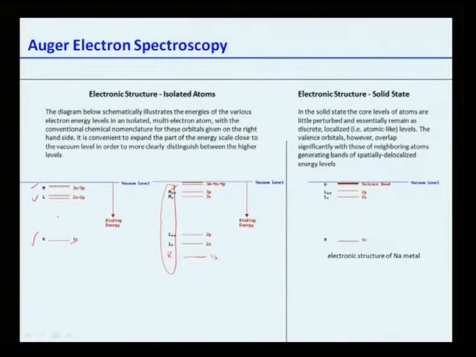Now if I consider the electronic structure of a metal like sodium, what does it have? Sodium has 2 electrons in the 1s level, 2 electrons in the 2s level, then 6 electrons in the 2p levels, correct. So K, L1, L23, these are the energy levels created. In a solid state, the core levels of atoms are only slightly perturbed and essentially remain as discrete localized levels, that we know. The valence orbitals, however, overlap, sometimes significantly, with those of the neighboring atoms, generating bands of spatially delocalized energy levels.